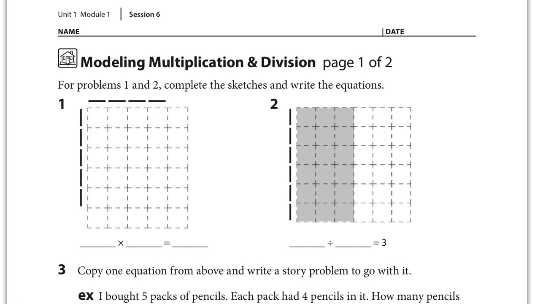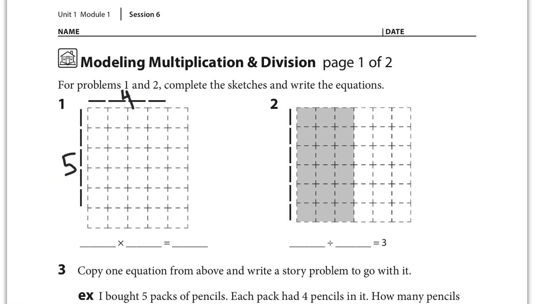Let's dig in. It says for problems 1 and 2, complete the sketches and write the equations. So we're going to complete the sketches. It looks like I have a tile array here, and it looks like it's 1, 2, 3, 4 wide. Maybe I'll make a little note of that, 4 wide. And if I look at going down, 1, 2, 3, 4, 5 down. So I'm going to label that over here just so I know.